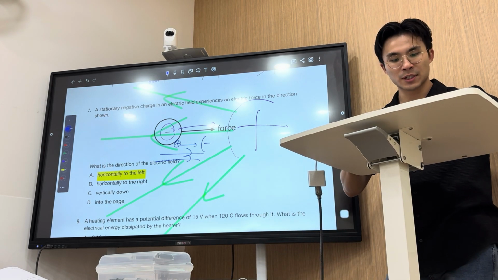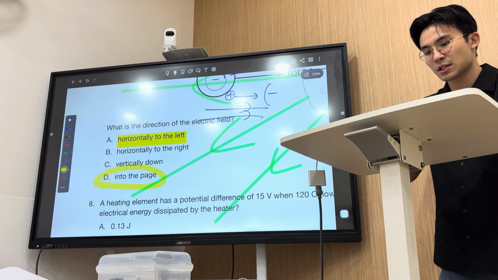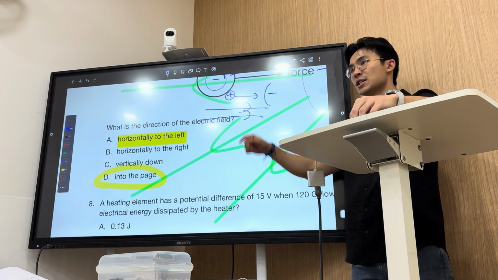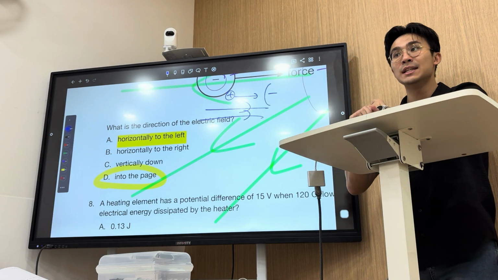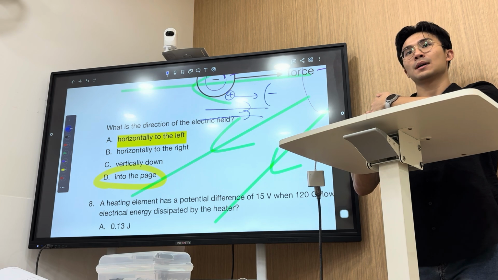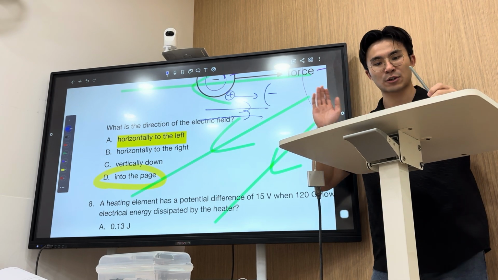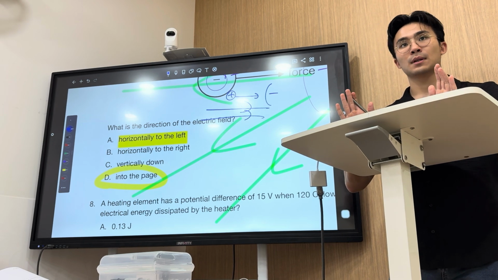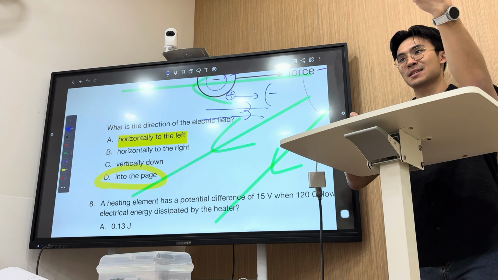Xavier asked me this as well just now. What does into the page mean? Into the page refers to your electric field going like this. In other words, we are focusing on a 3D diagram now. We will discuss into and out of the page when we get to electromagnetic induction, or electromagnetism.